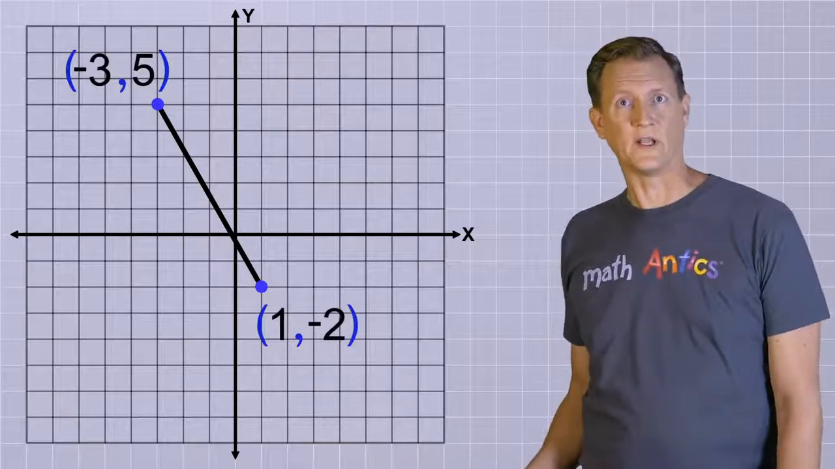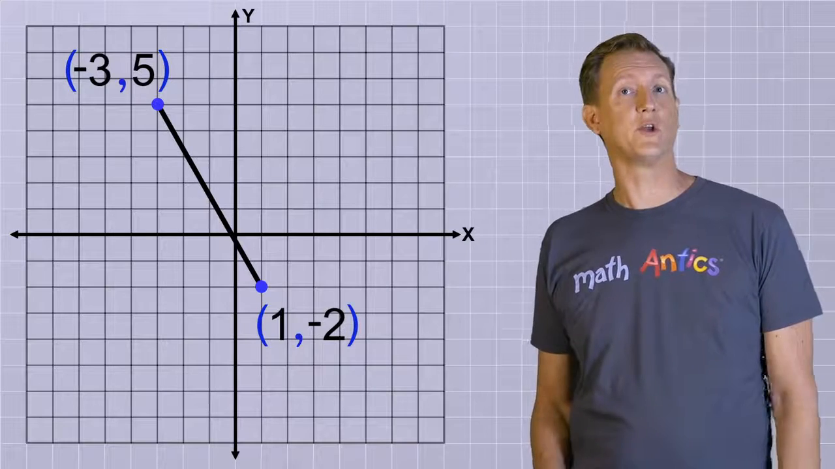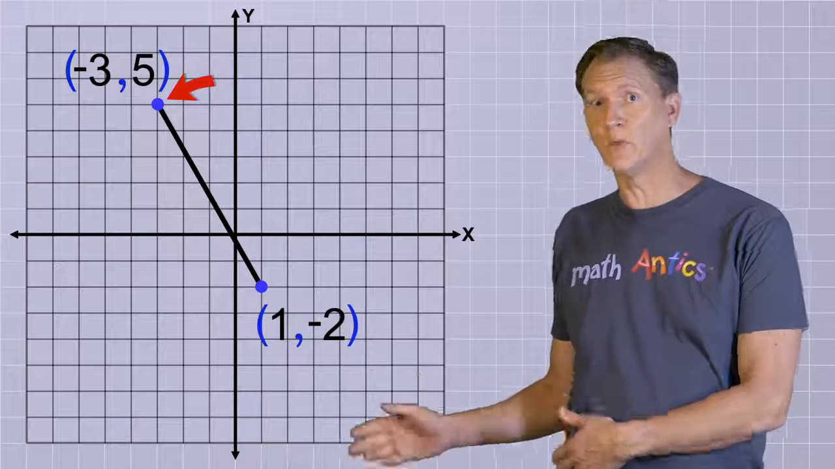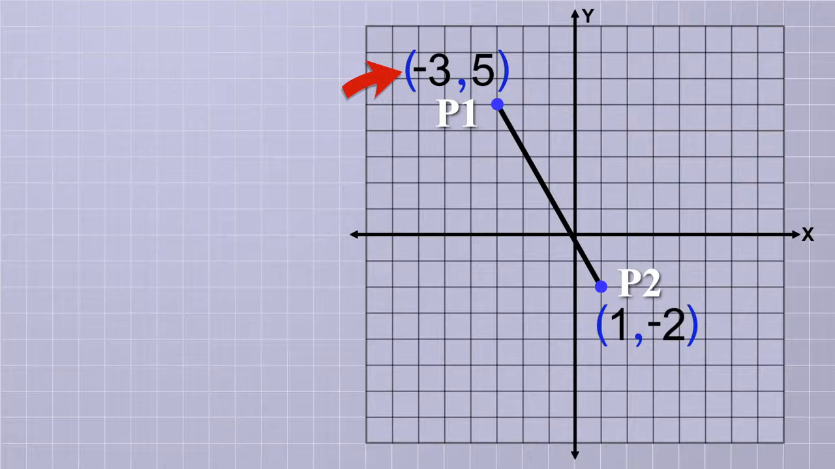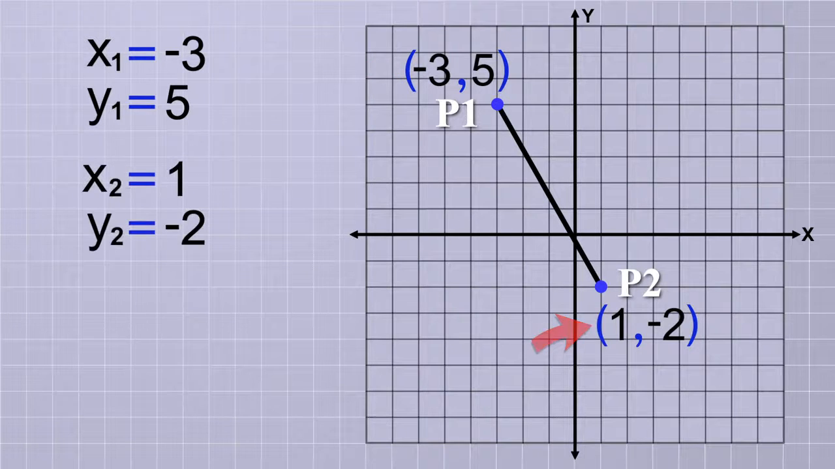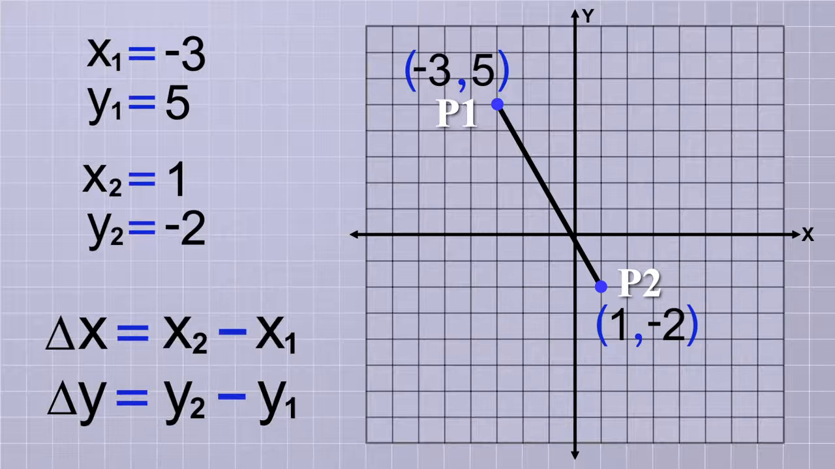Again, we're given 2 points, but this time they're already shown on the coordinate plane for us. We'll label this one that's furthest to the left point 1 and the other one point 2. That means this point's coordinates will be x1 and y1, and this point's coordinates will be x2 and y2. First, we plug those coordinate values into the delta equations. Delta x equals x2 minus x1, which is 1 minus negative 3. So delta x equals 4.